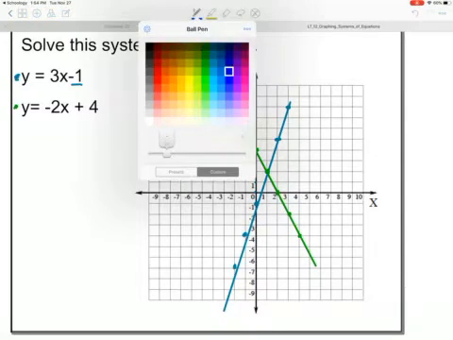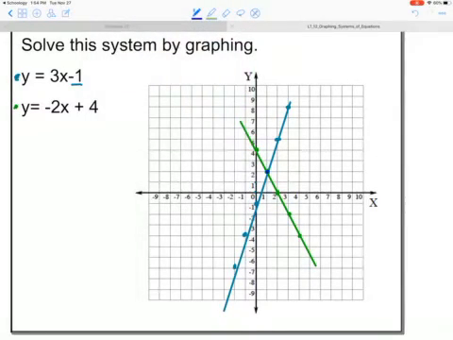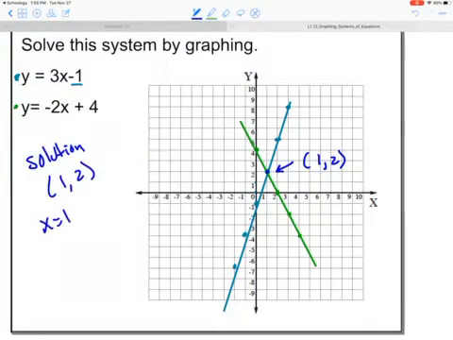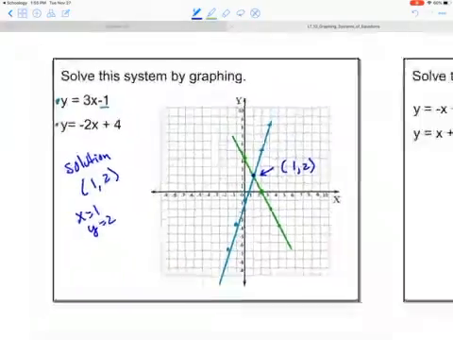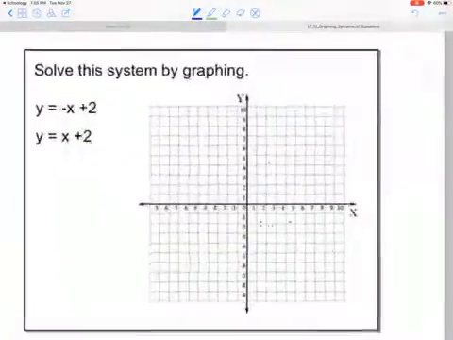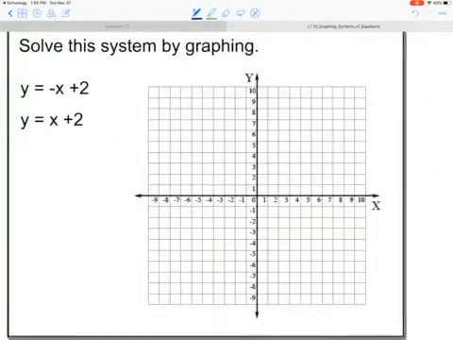My solution to the system is where the two lines intersect. So my solution is at 1, 2. So it's when x is 1 and y is 2 that I have a solution to this system. Let's try that again. Pause the movie, try solving this system on your own. Press play when you are finished.